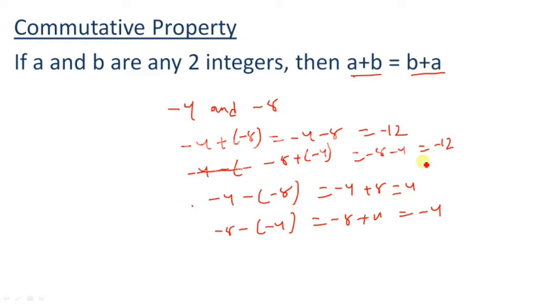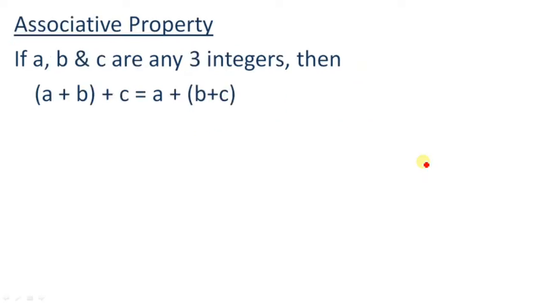Okay, now let us go to another property. That property is the associative property. Now what is the associative property? You can read on the screen. It is written as: if a, b and c are any three integers, then (a plus b) plus c is equal to a plus (b plus c). Now what is the difference here?